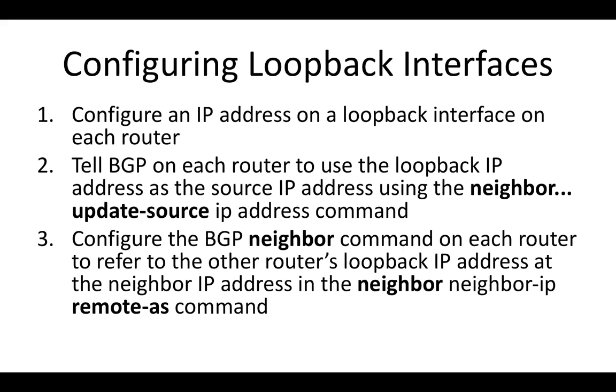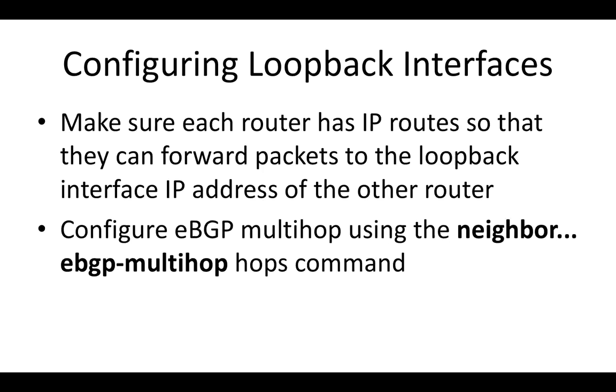What the configuration process of this looks like is we'll basically just put an IP address on the loopback interface of each of the routers. We're going to tell BGP on each of those routers to use that loopback IP address as the source IP address. So when we do our neighbor update source command, we'll see that that loopback adapter IP gets stuck in there. When we configure the BGP neighbors, we'll just tell each other's routers that you need to connect to me on the loopback IP address, and everything should pretty much work out okay after that.